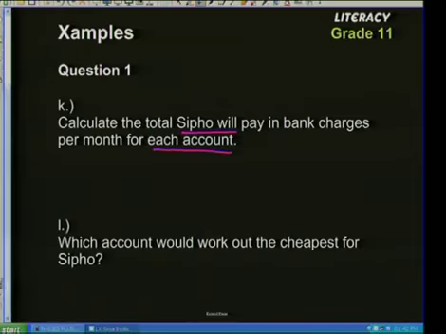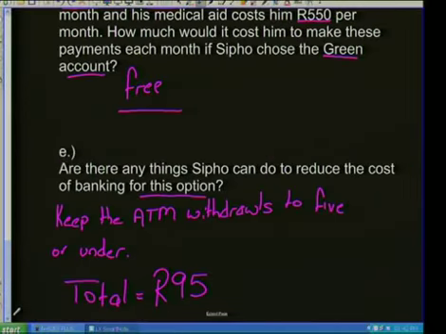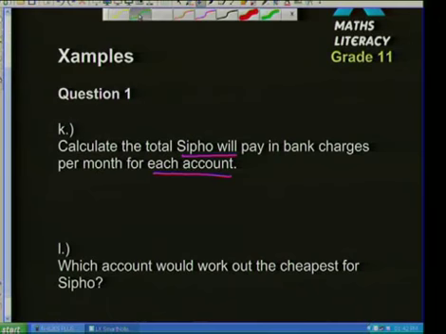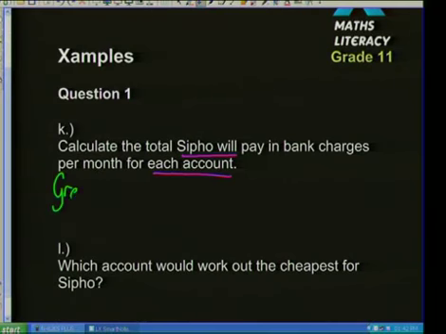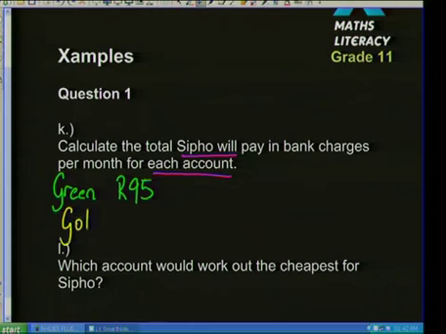Right, well, let's go back to our green account. In our green account, we actually worked out his total was 95 Rand. So let's go back and write that in. For our green account, let's use a green pen. The green account, the total was 95 Rand. And that was because he was very wise in the way that he had done these transactions. For the gold account, how much does he pay?